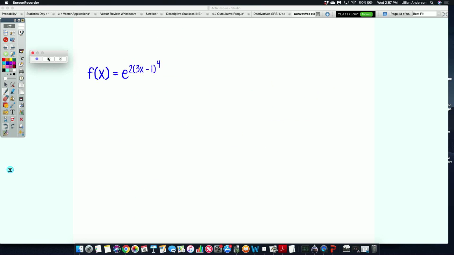Here is an example of a double chain. Your first function is e to the x. The inside function for that is 2x to the 4th, and then the inside of that is 3x minus 1. That's how it breaks down.